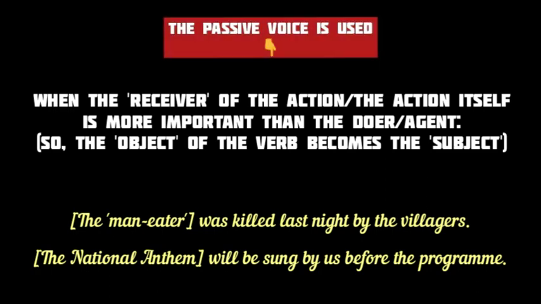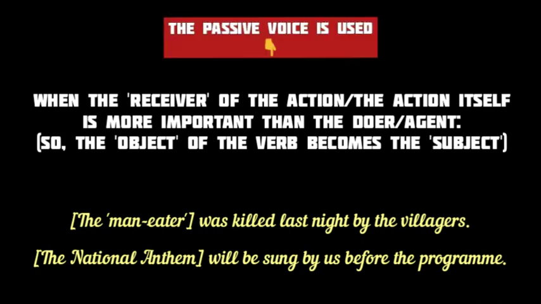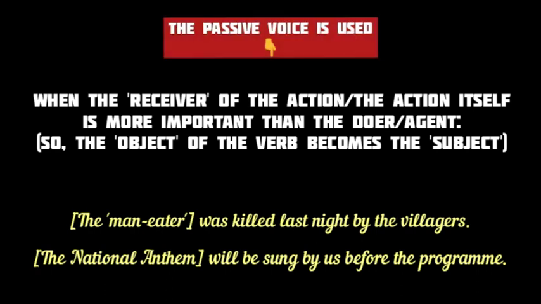Obviously, in this sentence, the receiver of the action, the man-eater, is more important than the doer of the action, the villagers. The national anthem will be sung by us before the program. In this sentence also, the subject of the sentence, the national anthem, is the receiver of the action singing. And obviously, the national anthem is more important than the doer of the action or the singers. Hence, the sentence has a passive construction.